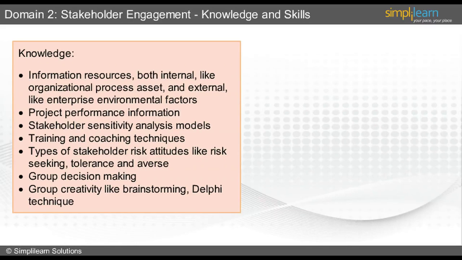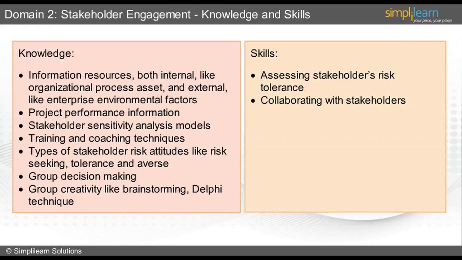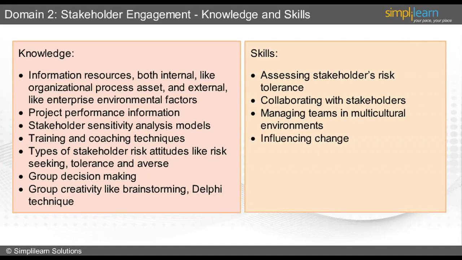The skills required for achieving stakeholder engagement are: the project manager should use assessment of stakeholders' risk tolerance, collaboration with stakeholders, understanding and managing teams in multicultural environments, and influencing the changes for better prospects. In the next slide, we will learn the third domain, which is risk process facilitation.